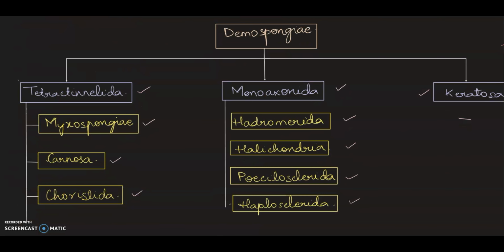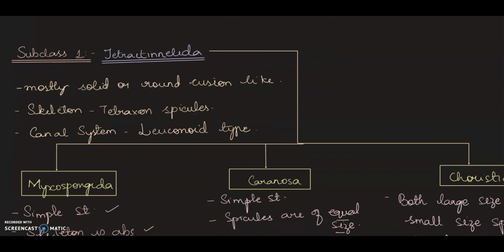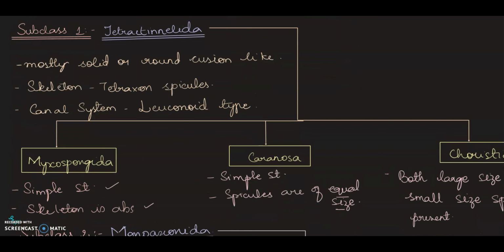So now talking about the first subclass, that is Tetractinellida. Sponges under this subclass are mostly solid and round cushion-like, and they usually do not have branches. So branches are absent. Skeleton is made up of tetraxon spicules, and canal system is of leuconid type. Now talking about the first order of this subclass, that is Myxospongida. Sponges under this order have a simple structure and skeleton is absent. Examples are Oscarella and Halisarca.